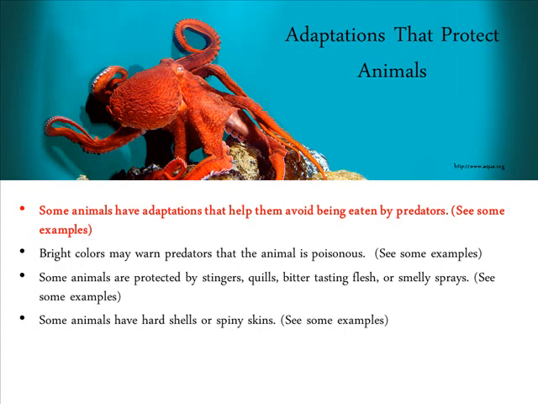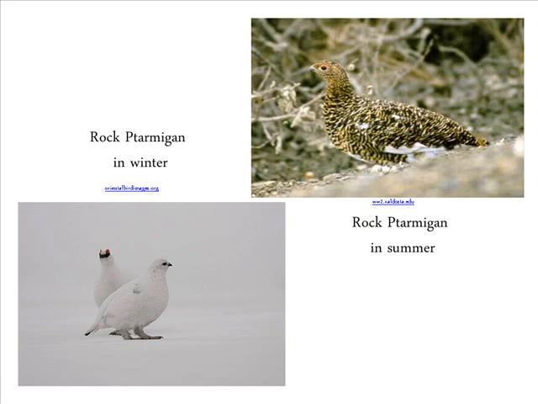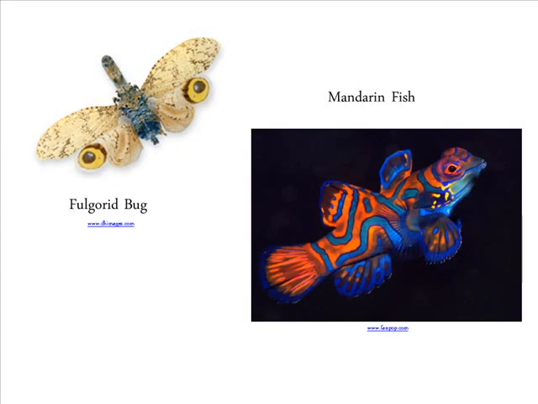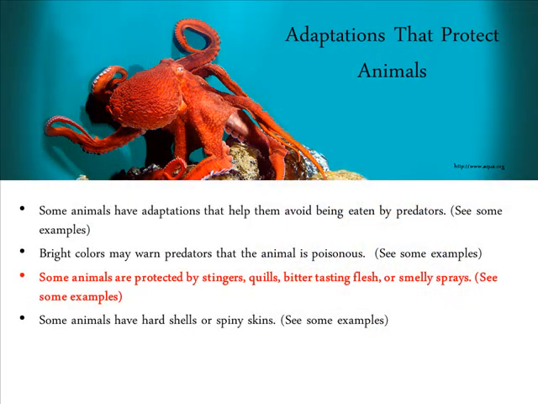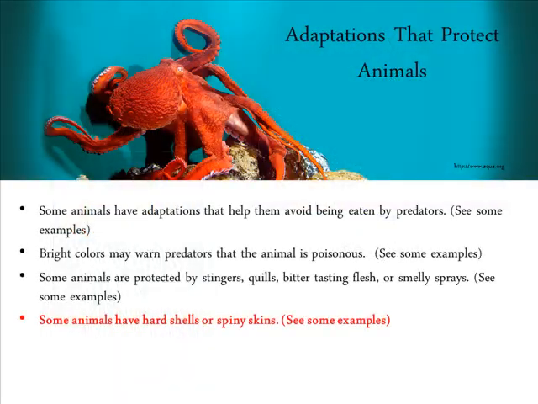Some adaptations are used for protection. Some animals have adaptations that help them avoid being eaten by predators. Let's see some examples. Another adaptation that may protect animals are bright colors. Bright colors may warn predators that an animal may be poisonous. Some animals are protected by stingers, quills, bitter-tasting flesh, or smelly sprays. And some animals have hard shells or spiny skins.